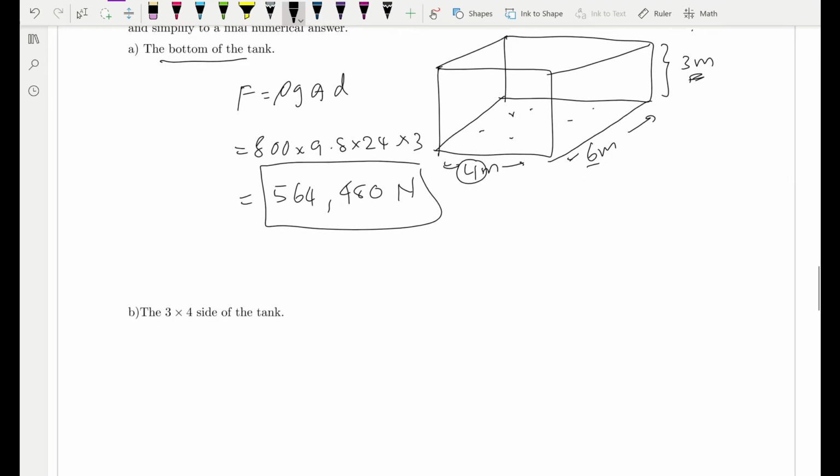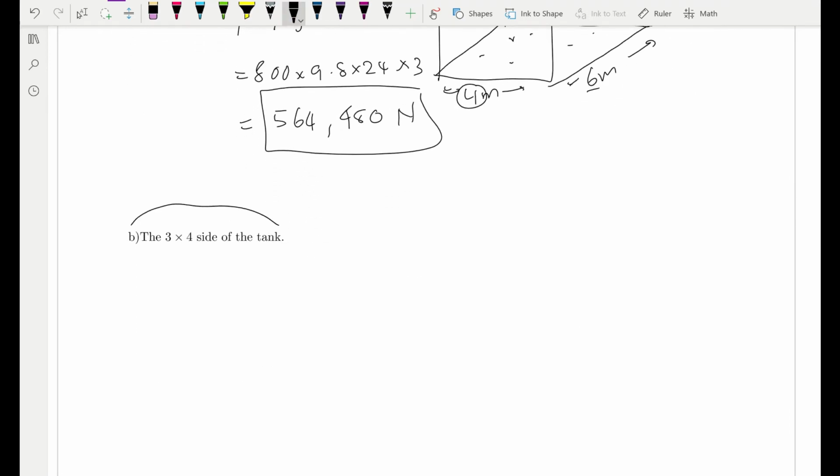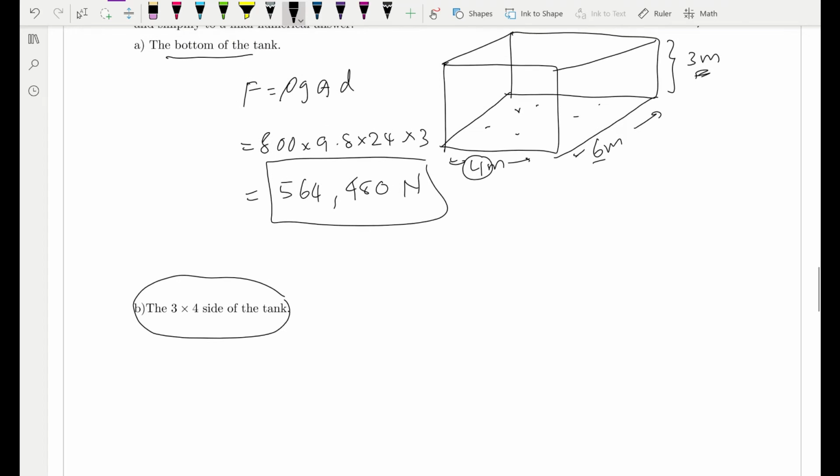Now look at the second part. They ask us to find the hydrostatic force acting upon the 3 times 4 side of the tank. That means this side of the tank. If I draw it separately, you want to find the force created by water on this side of the tank. Now, how do you do this?